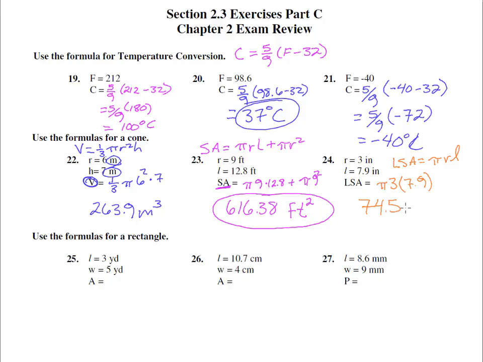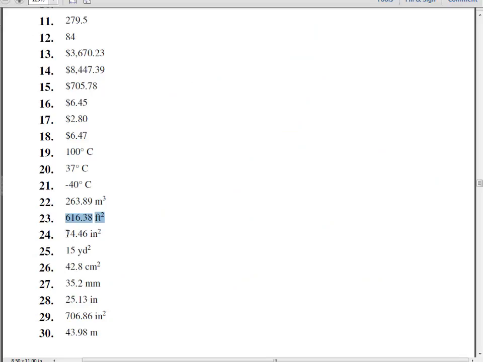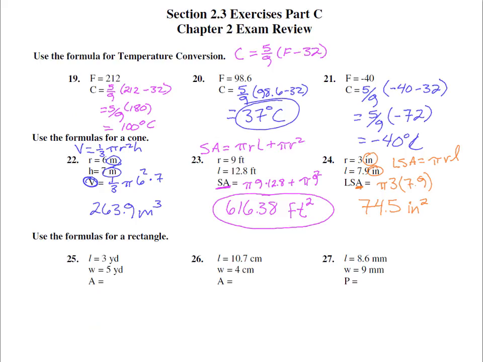74.5 inches: is it going to be inches squared, cubed, or inches? We note that we're in inches here, but this is an area that we're finding, so it'll be inches squared. And you can see that because we had 3 inches times 7.9 inches gives us inches squared. Let's double check that answer. 74.46 indeed, and we wrote 74.5, which is perfectly fine.